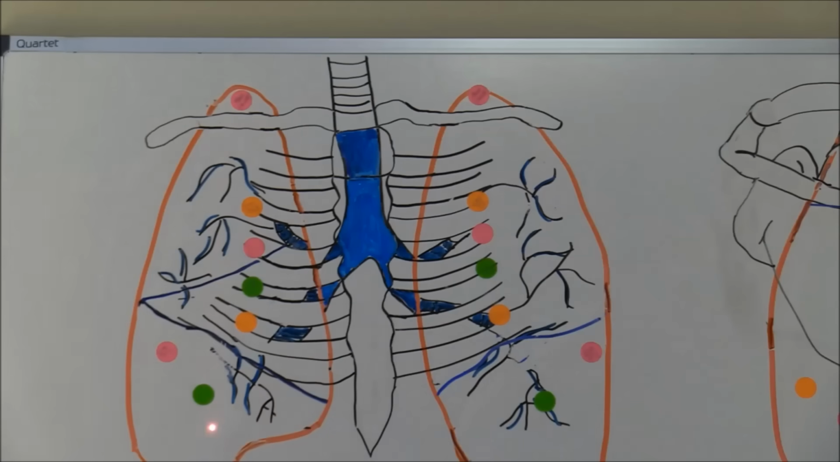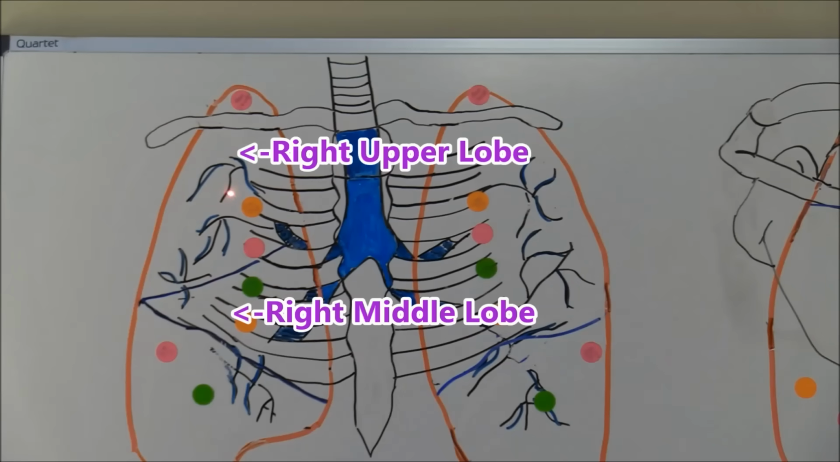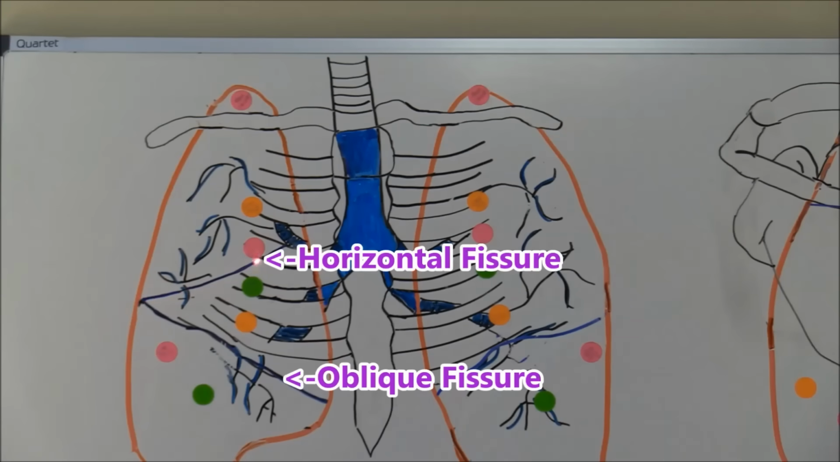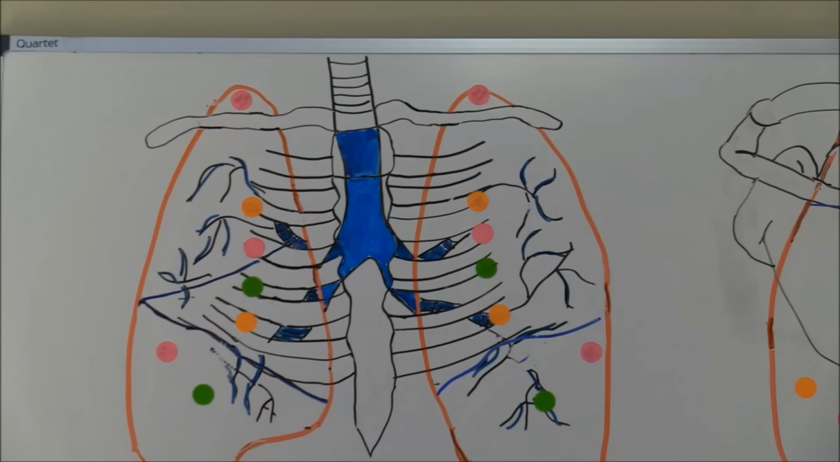So first, let's cover the right lung. Your right lung is made up of three lobes, very important. So you have your right upper lobe, then you have your right middle lobe. And right here you have the horizontal fissure, and then you have the oblique fissure. And this just separates the middle lobe from your upper and your lower. And then down here you have your right lower.